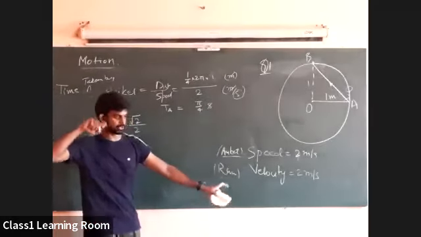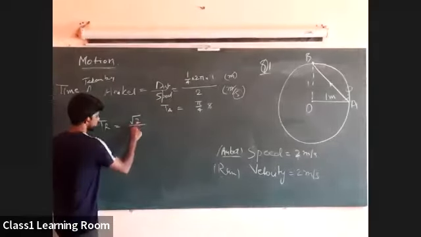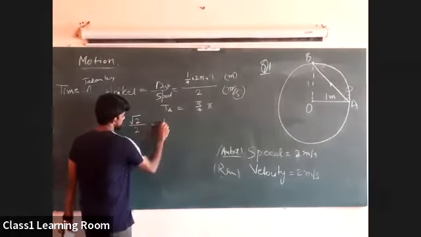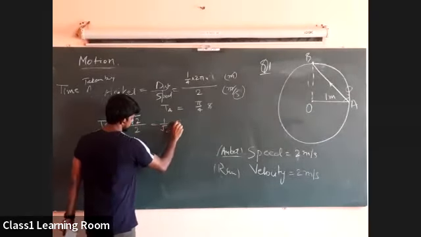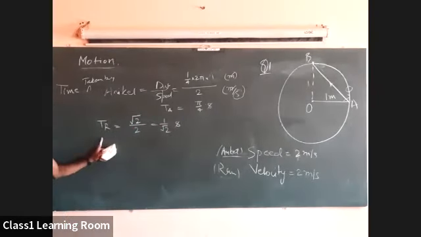Yeah, we'll see about that. Okay, let's say velocity. Fine. So root 2 by 2. How much are you getting? 1 by root 2 meter per second. This much time is taken by Ram.